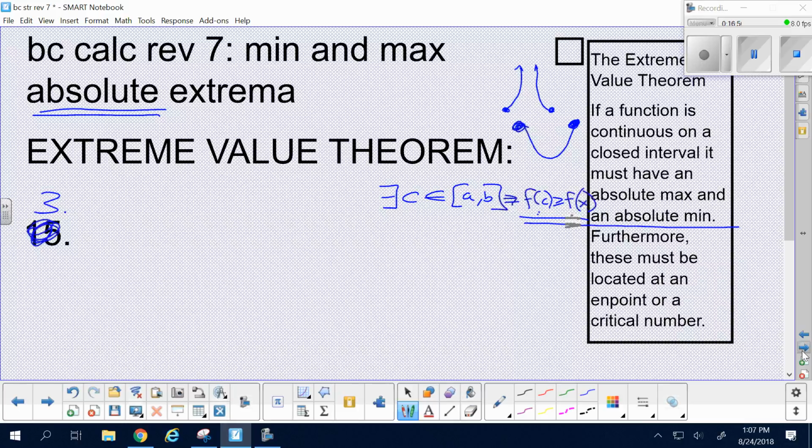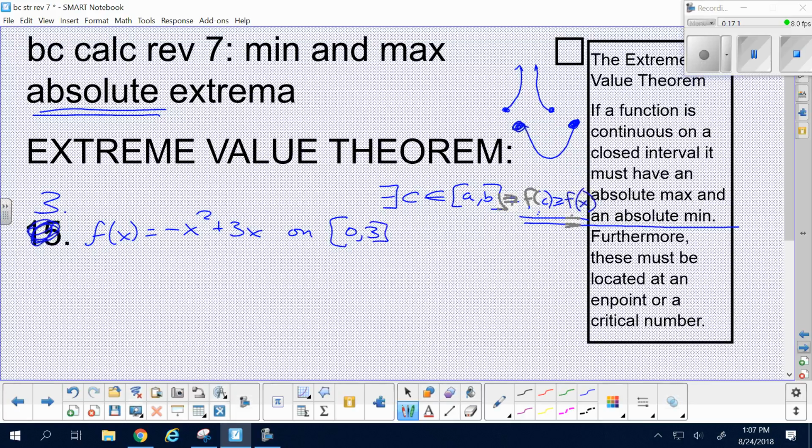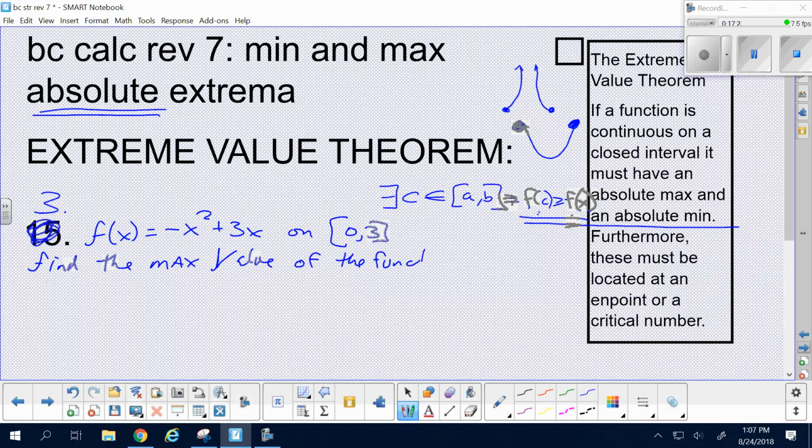Box 3 is this problem key. F of x equals negative x squared plus 3x, and you're given the closed interval 0 to 3. Question is, find the max value of the function on the interval. Okay? Try that. Try it.